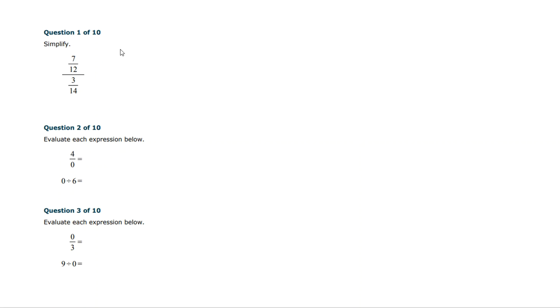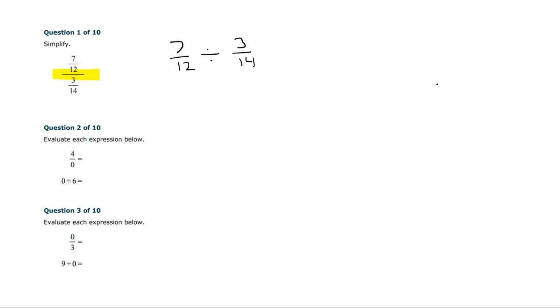So number 1, 7/12 divided by 3/14. This is called a complex fraction, okay? The reason it's called a complex fraction is because we have a fraction that is being divided by another fraction. So the first thing that I want you to do is just rewrite this. This is really just 7/12 being divided by 3/14, okay?